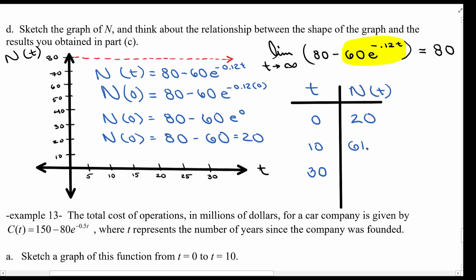And the next one is going to be (10, 61.928), and the last one (30, 78.361). I already had these values from the previous parts that I had done to this problem, so I didn't have to find those values.